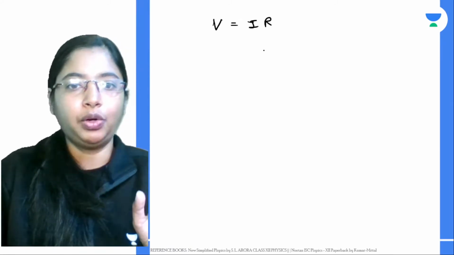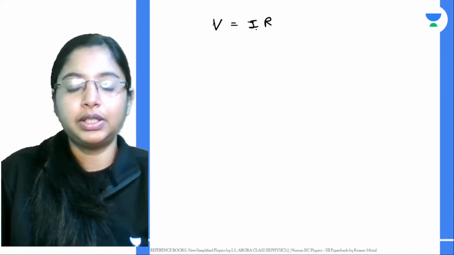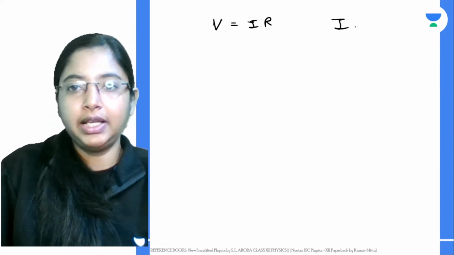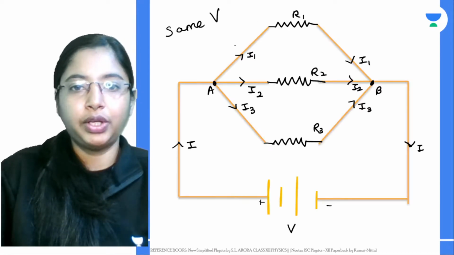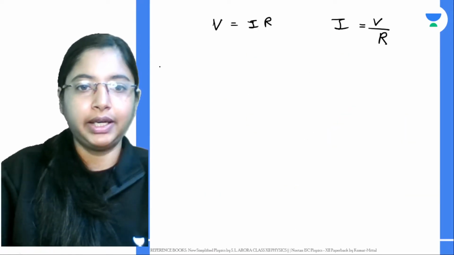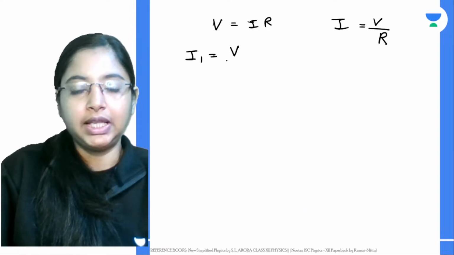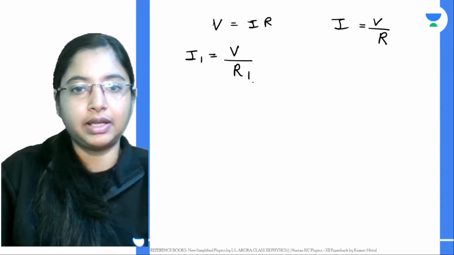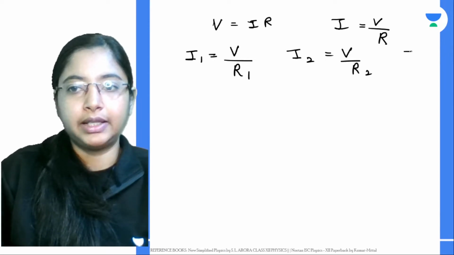Here what did we see? What was common? Voltage was actually common, right? So here the current through the resistor is changing. So I is nothing but V by R, okay? Now what is the current flowing through the first resistor over here? The current flowing through the first resistor will be voltage V, that is the same for all three resistors, divided by resistor R1, right? Similarly, I2 will have a value of V by R2. I3 will also have a value of V by R3.